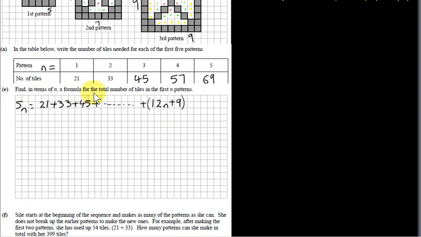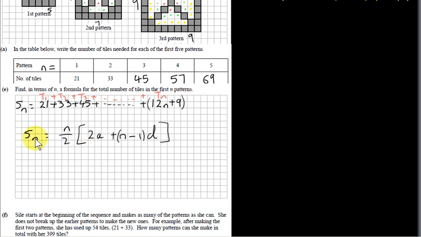Find in terms of n a formula for the total number of tiles in the first n patterns. Well, that means we must just add all these numbers up as far as the nth pattern, which we know is 12n plus 9. Tn of the sequence is 12n plus 9. So n is any number. Here I've shown a situation where n is actually bigger than 3. I've written down the number of tiles for the first 3 patterns. So Sn just means T1 plus T2 plus T3 up as far as Tn.